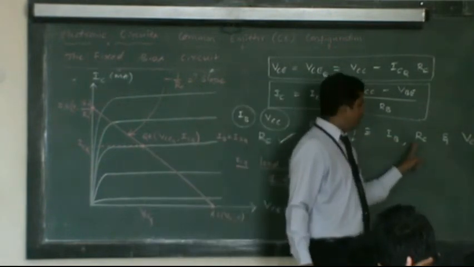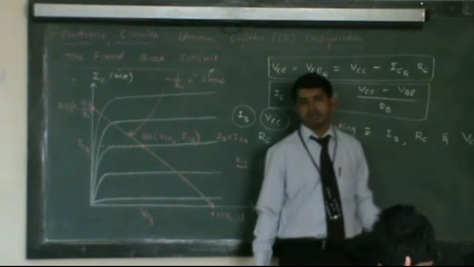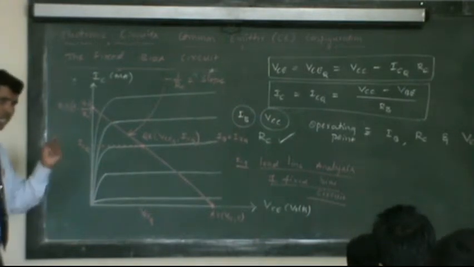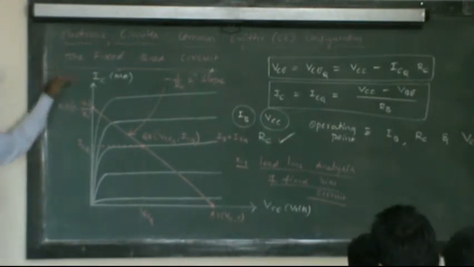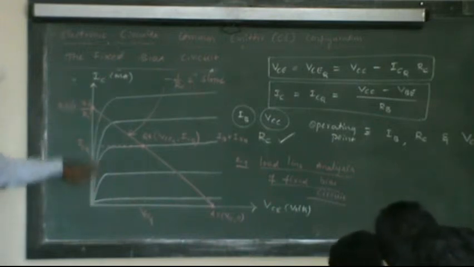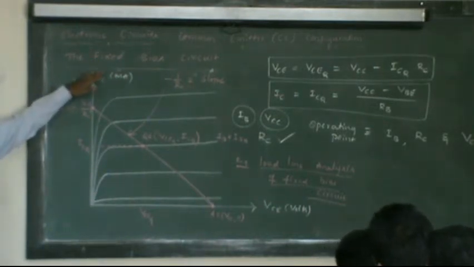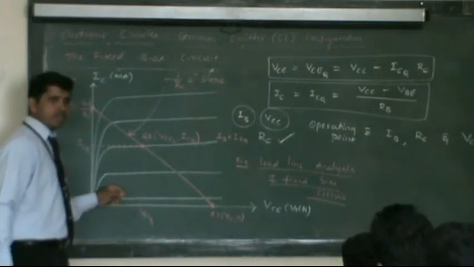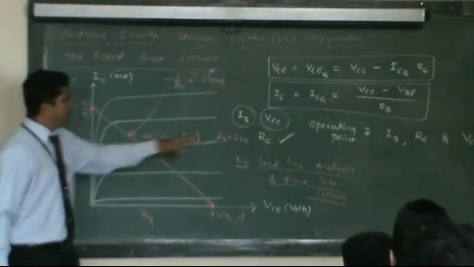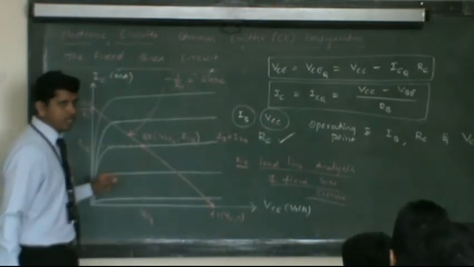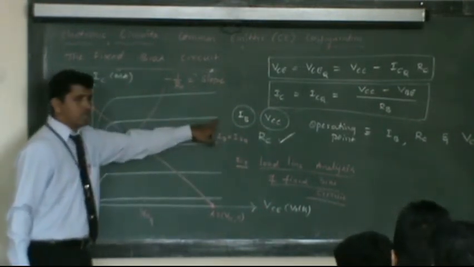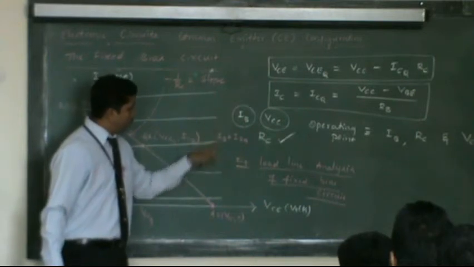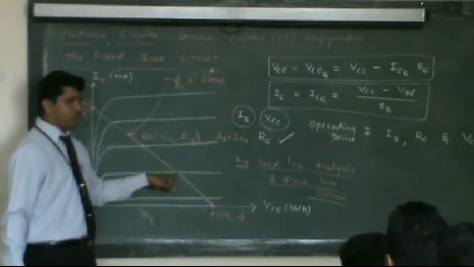IB is kept constant, RC is kept constant, VCC is varied. Now the operating point moves when you change VCC. If you decrease VCC, the operating point moves down, and if you increase VCC, the operating point moves up. In the first case, what did I show? Changing IB, keeping VCC and RC constant. Look at that case. If I fix IB here, on the same load line my operating point will be here.